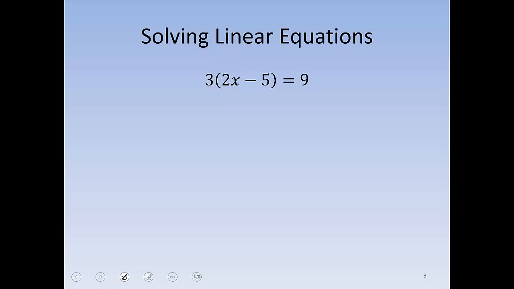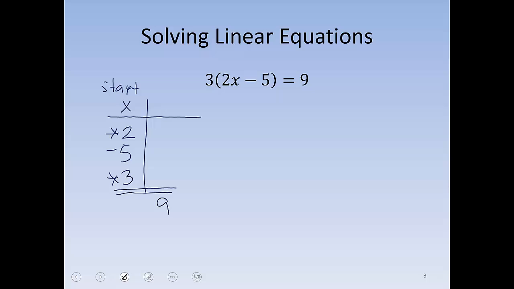So if I'm looking at x specifically, what's the first thing that we would do if I put a value in for x? The first thing we would do is multiply it by 2. Okay, so now we'd have a value, and then after we multiplied it by 2, we would take that and subtract 5 from it. And after we subtracted 5, then we would multiply by 3. So again, the order of what we just did is we started with x, we multiplied x by 2, we subtracted 5, and then we multiplied it by 3. And the result of doing all of that is we got 9.